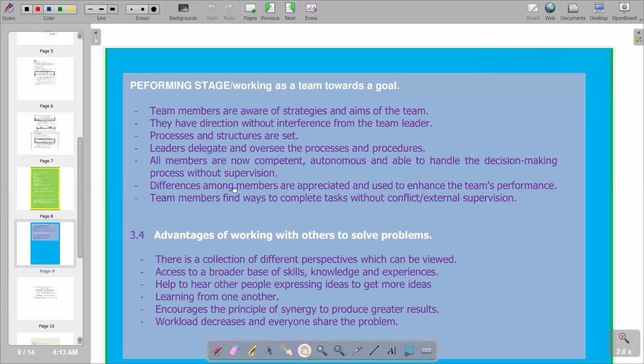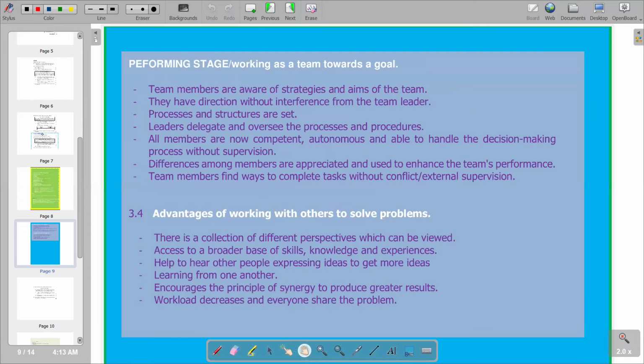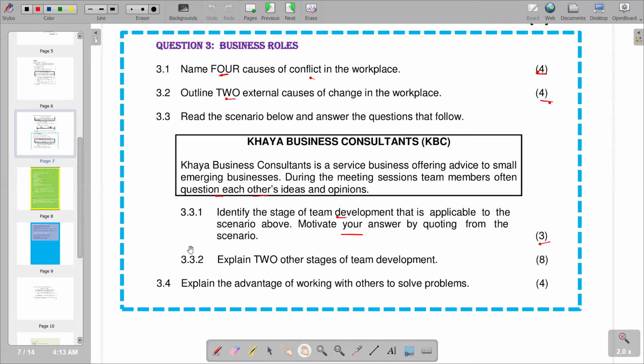So going on to the next question, which is now 3.4. It says, explain the advantage of working with others to solve problems. Here, the question is asking us about the advantages of including other people when we are solving problems. Obviously, we are going to solve this problem in a better way because we are going to have different ideas coming from different people. That becomes an advantage. We have got different views coming in so that we can solve a problem. Those are some of the advantages that we can include here.